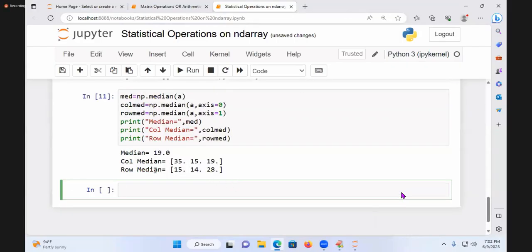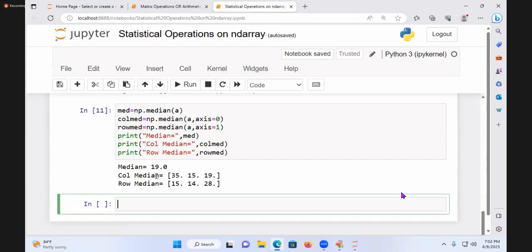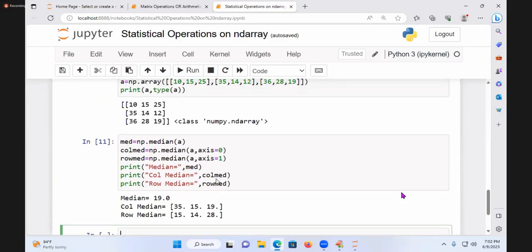So you got the answer, the same thing: 19.0, 35.0, 15.0, 19.0, whatever we have done. All these things will be written in the description. I will show you the description. Whatever is explained, I will give in documentation format. Now, clear? Median is coming.